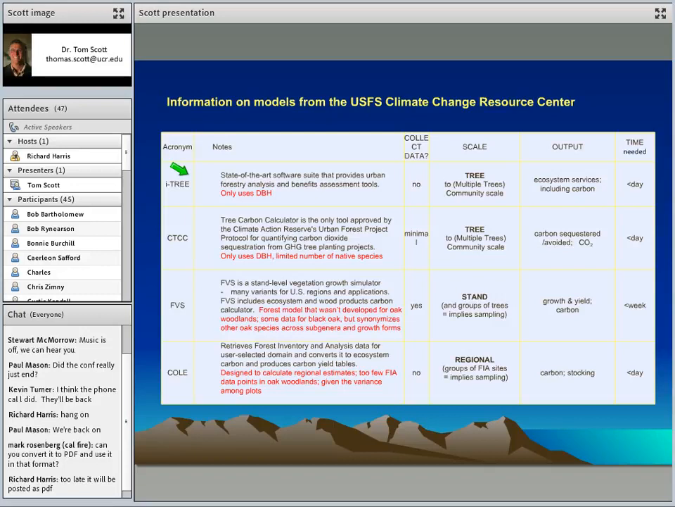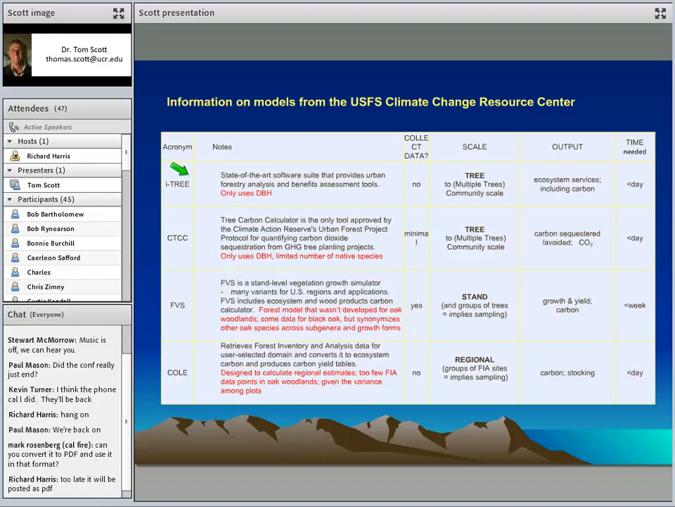In all this, iTrees only uses DBH, so there's no way to calculate the canopy, and you start falling off in terms of the ability to estimate the actual amount of canopy and things other than the bole.